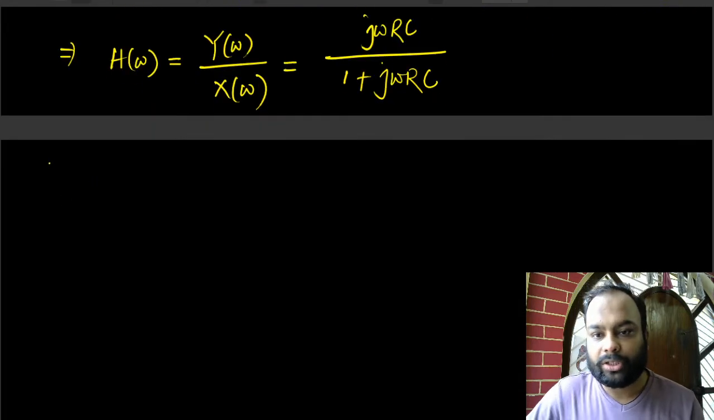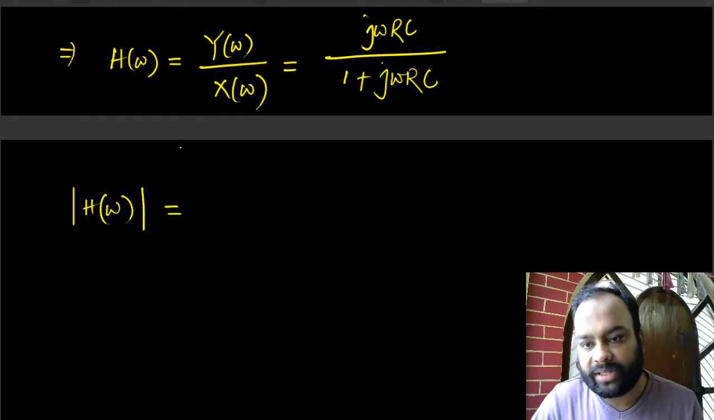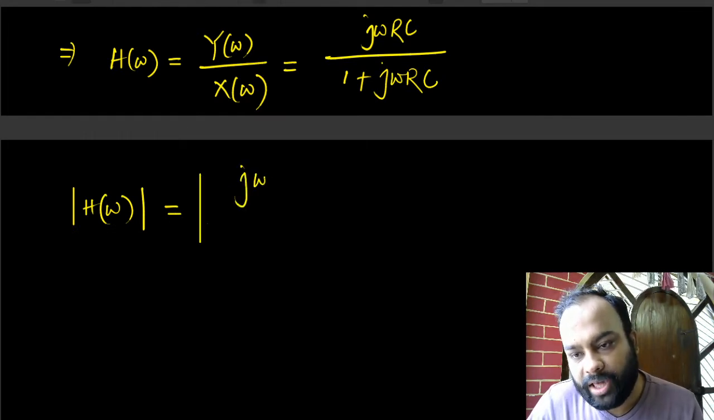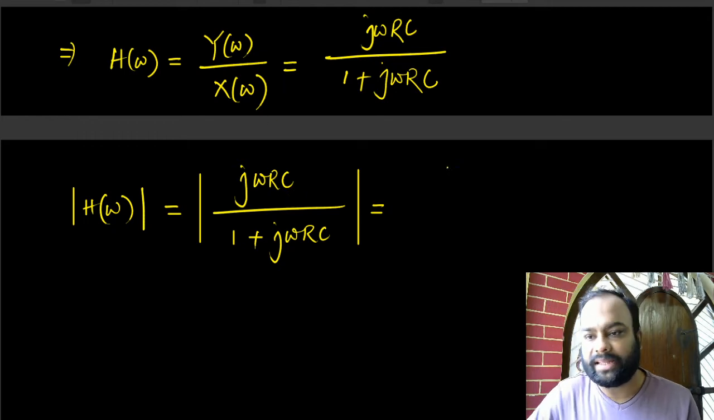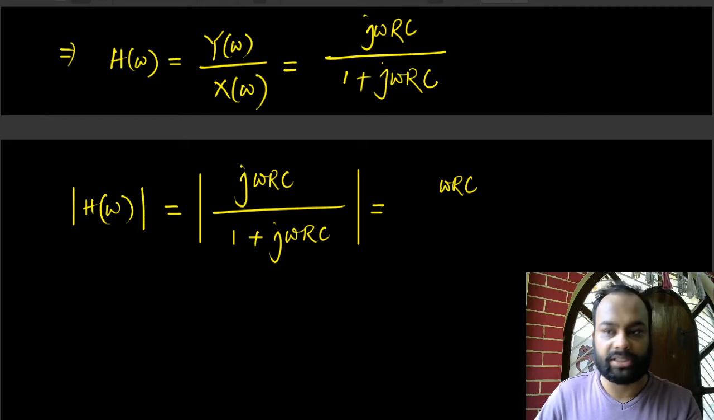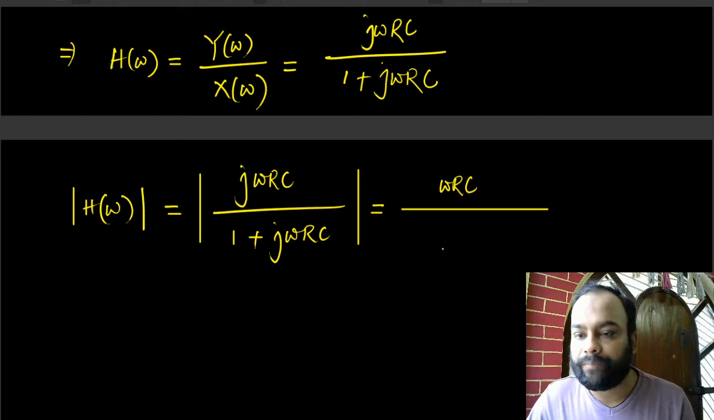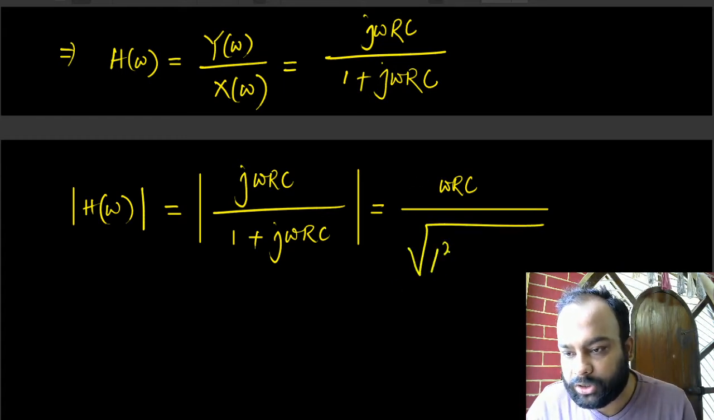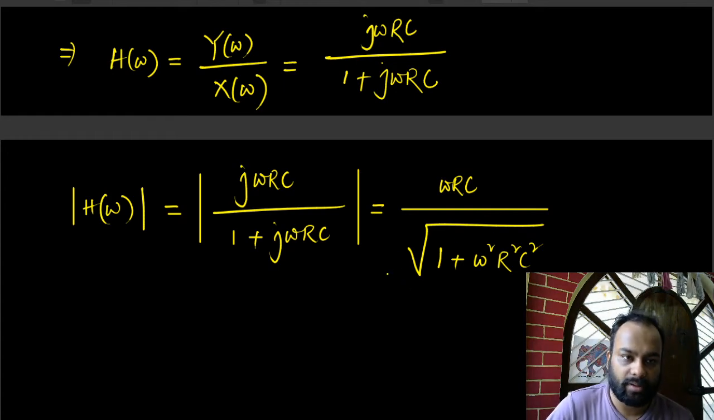So let's calculate that. The amplitude response, which I represent with mod H omega, is the mod of this entire thing: mod of j omega RC divided by 1 plus j omega RC. If I take the mod on this, the numerator simply becomes omega RC, because omega, R and C are positive constants here. We are considering positives; otherwise, we would have to put a mod sign there. And the denominator will be square root of 1 plus omega square R square C square. Understandable?